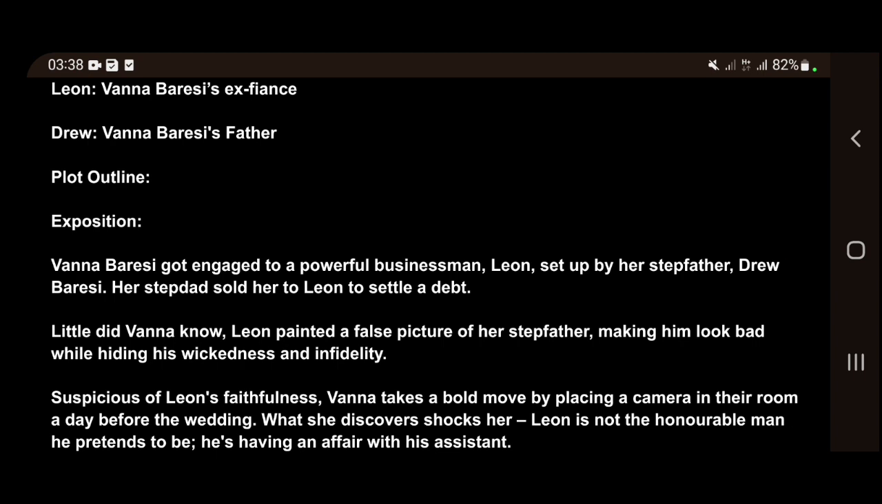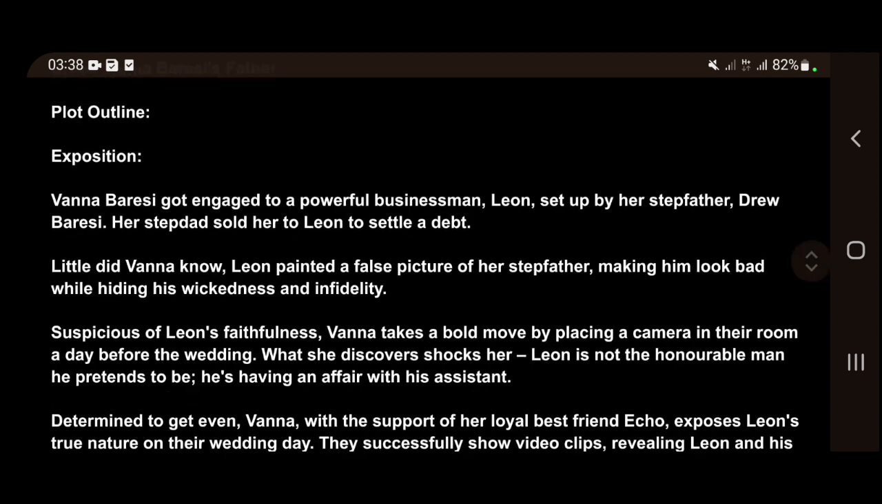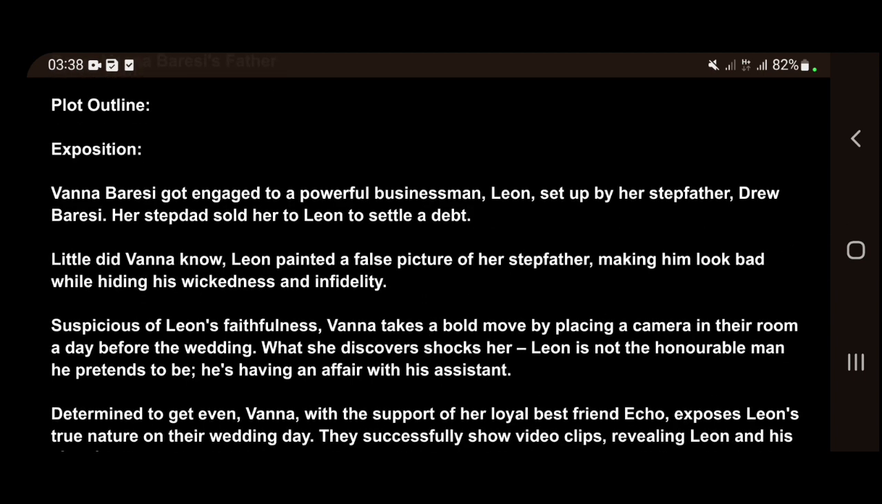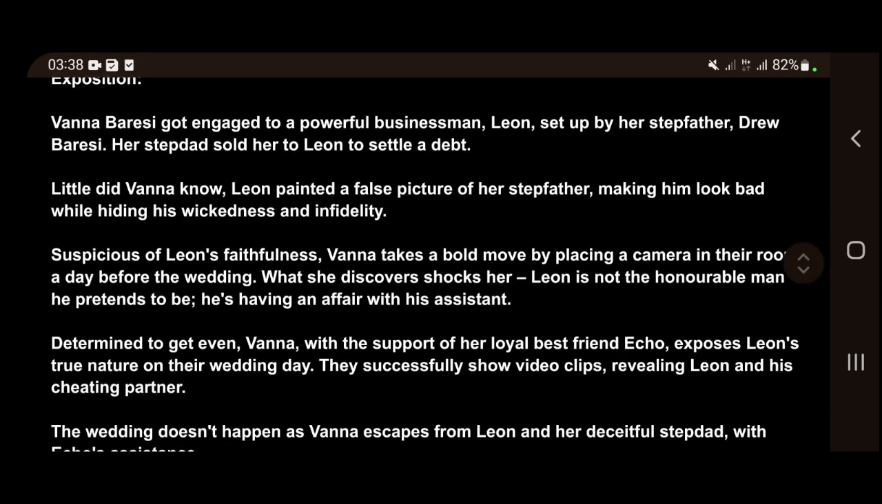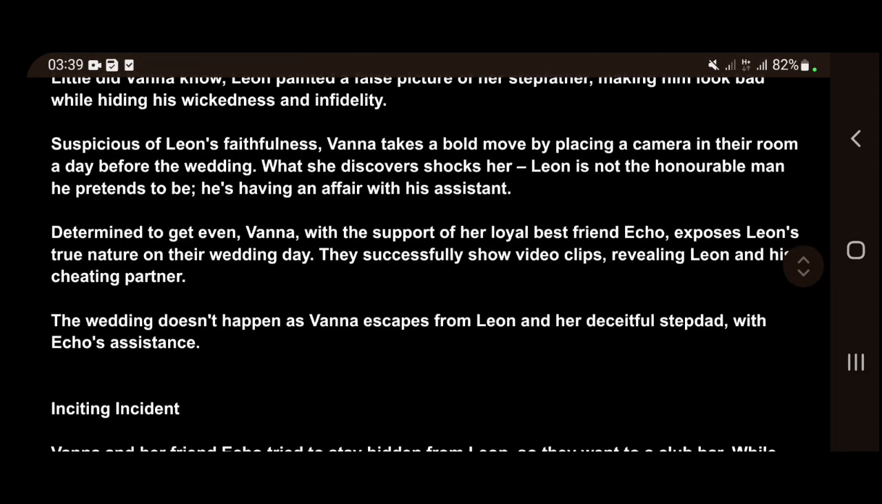Okay, so for the exposition, Vanna Barisi got engaged to a powerful businessman, Leo, set up by her stepfather, Drew Barisi. Her stepdad sold her to Leo to settle a debt. Little did Vanna know, Leo painted a false picture of her stepfather, making him look bad while hiding his own wickedness and infidelity. Suspicious of Leo's faithfulness, Vanna takes a bold move by placing a camera in their room a day before the wedding. What she discovers shocks her.